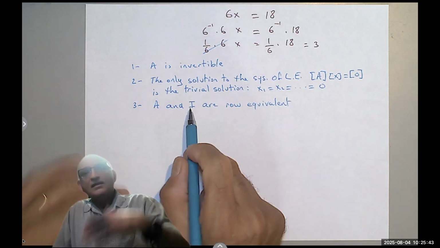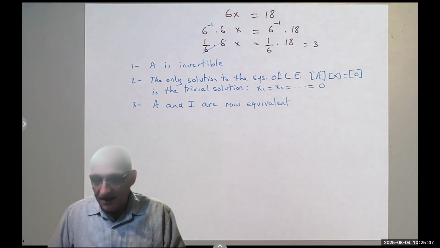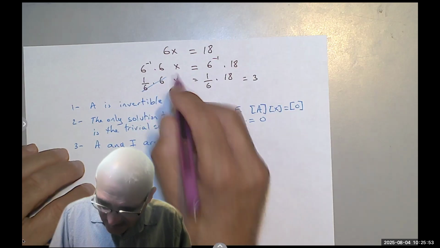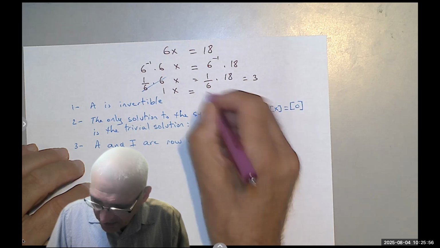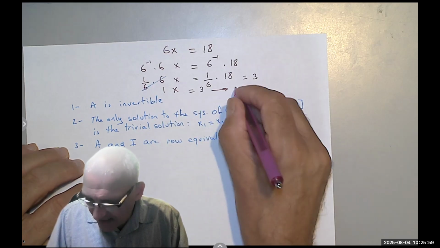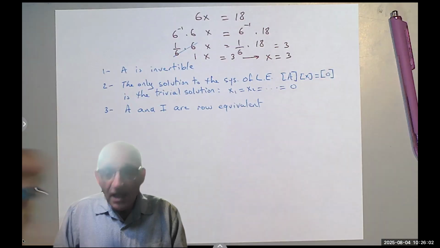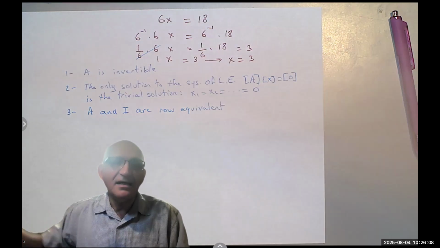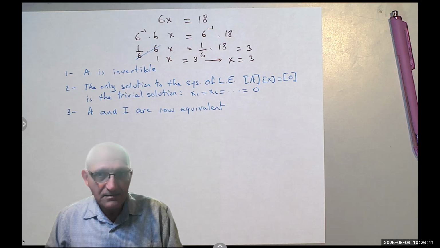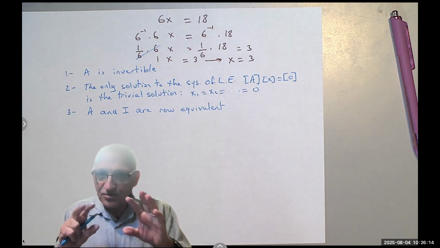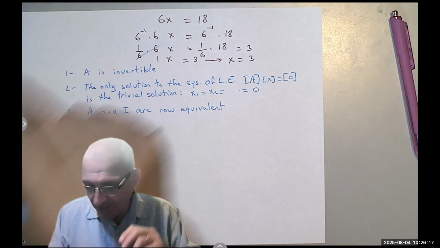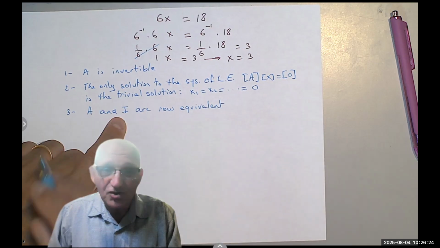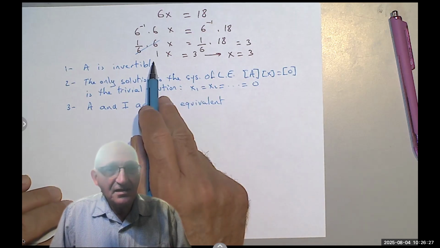Notice that when I say 1 over 6 times 6x, 1 over 6 times 6 is 1. So I can say 1x equals 3, and 1x is basically x, right? The identity matrix is a matrix that if you multiply it by any other matrix, making sure the size is correct, and we will talk about that later, okay? Then you get the same matrix. So it acts like one in algebra, okay?